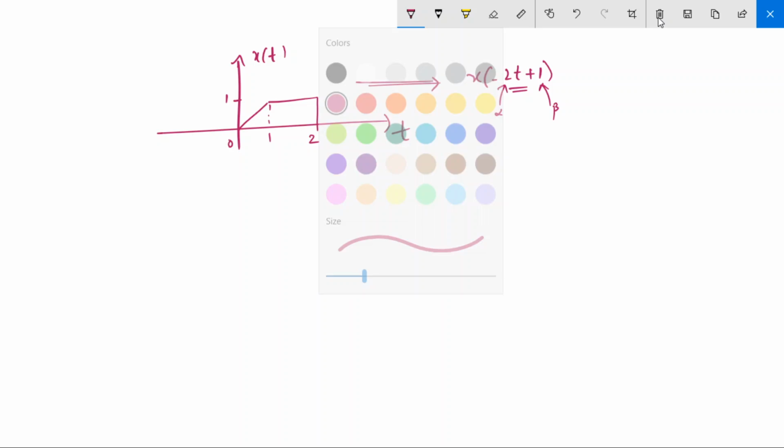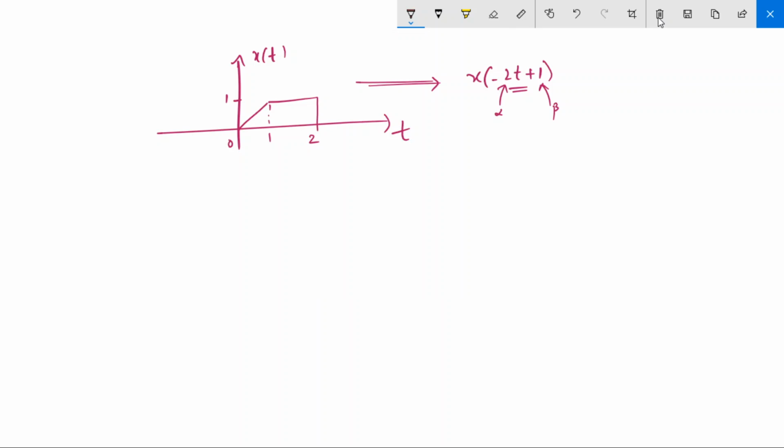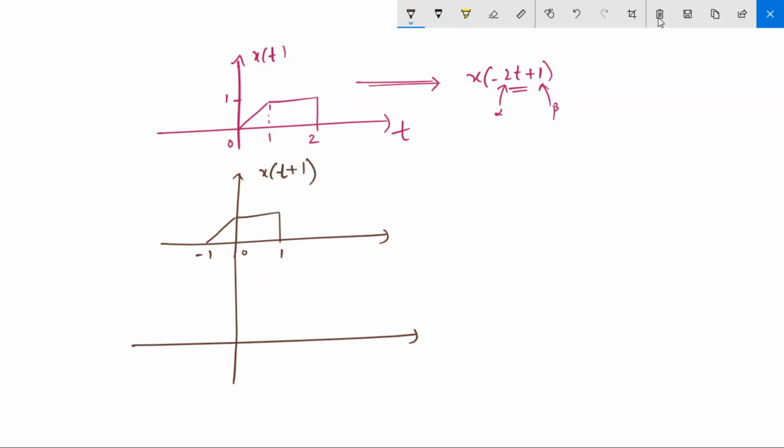But the best way to do this is that you start from first shifting. Okay. So for shifting, I have to first generate x of t plus 1 because it is plus 1 here. It means I have to shift x of t by 1 to the left. Okay. So this will become like this, 0, minus 1, 1, x of t plus 1. And then you can scale it. If you scale it, it will become x of 2t plus 1.